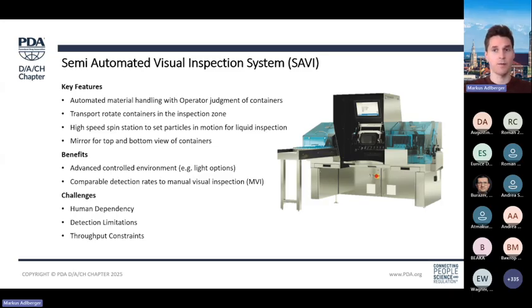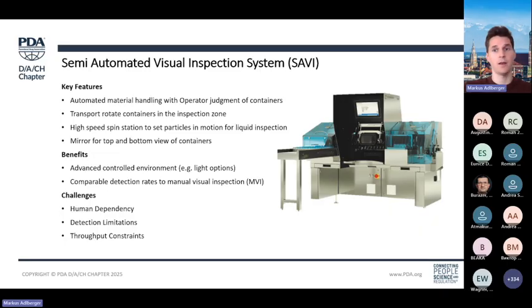So let's start with the semi-automated visual inspection machine. I call it SAVI. The containers will be automatically transported through the machine, and an operator will inspect the containers during the transportation. In the inspection zone, the operator can mark the defect units, and the operator will be supported with special light setup, mirrors from the bottom and the top, and a dedicated rotation profile for the product. This ensures a 100% inspection of the units.